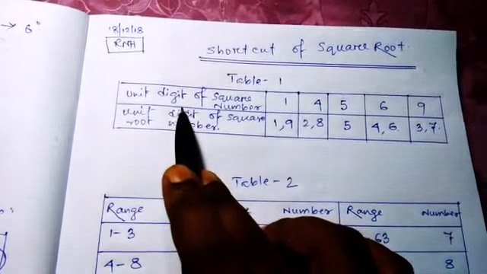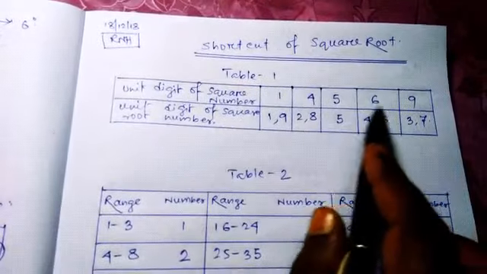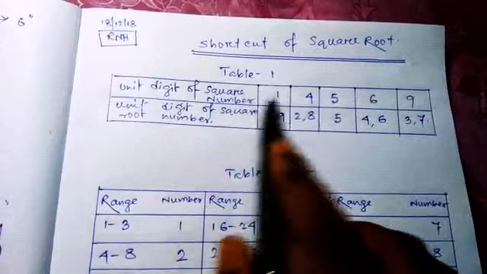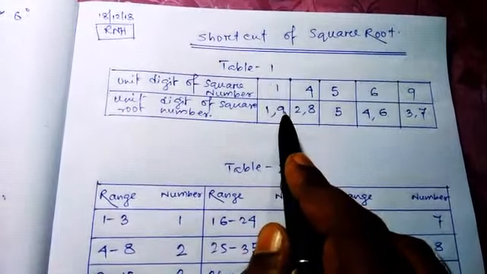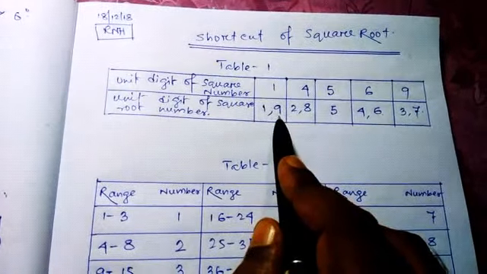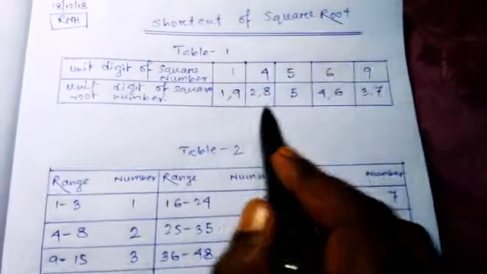If the unit digit of square number is 1, 4, 5, 6, 9, then the unit digit of square root number will be, if there is 1, it may be 1 or 9, because 1 into 1 makes 1, and 9 into 9 makes 81. That unit digit is also 1.